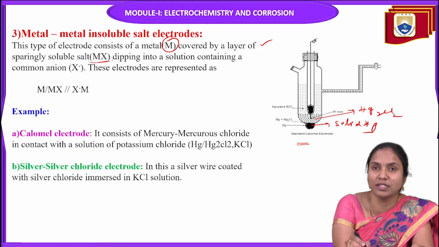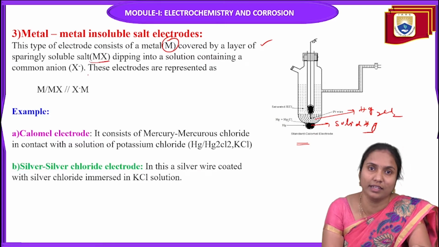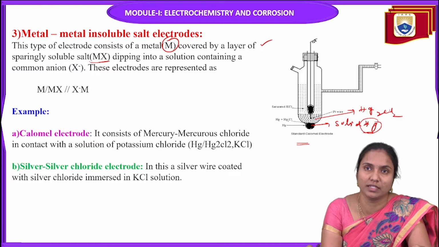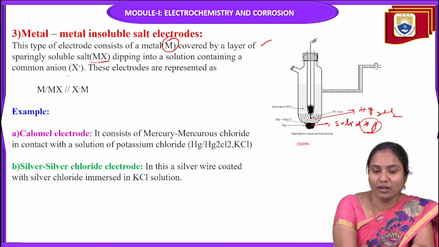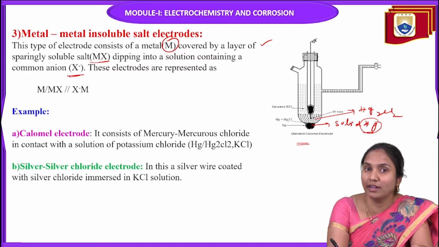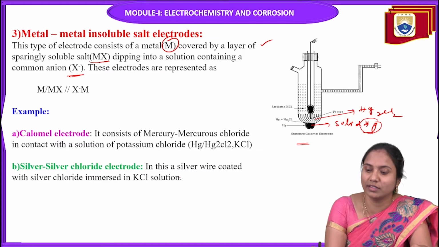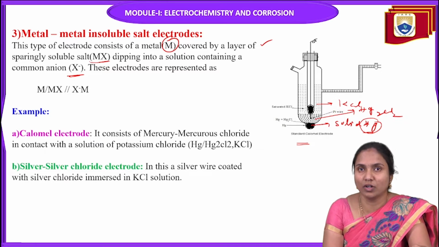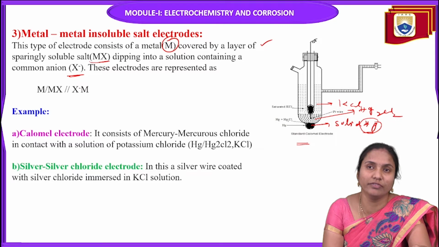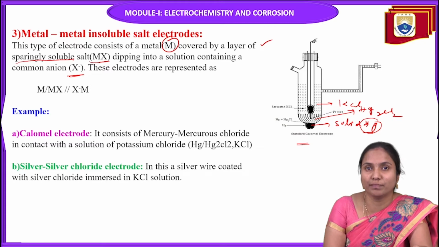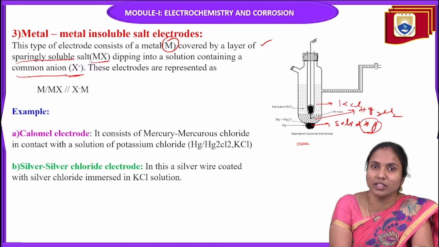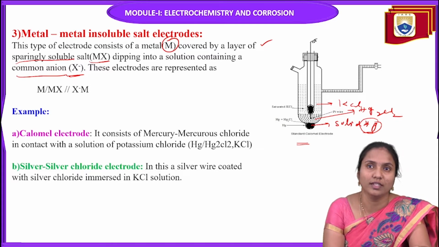Here MX: M means metal, X means any halide ion present in it. So the solid mercury is covered with mercurous chloride paste, and it is dipped in an electrolyte solution containing the same halide ions. For example, here we are taking KCl solution. So a metal insoluble salt electrode consists of a metal covered by a layer of sparingly soluble salt, dipping into a solution containing a common ion. That means the same halide ion is present in that electrolyte solution.